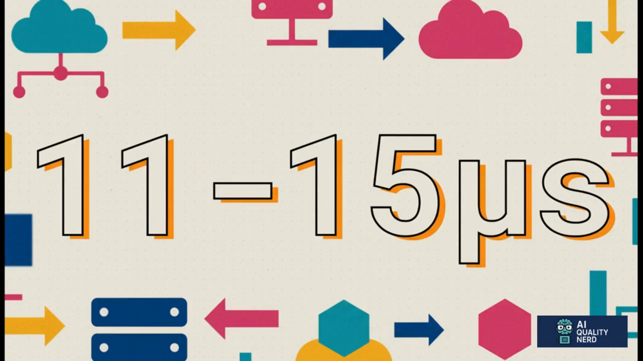Now, you might be thinking, okay, but if I add another layer, isn't that going to slow things down? It's a fair question, but with modern gateways, that's just not the case. The really high-performance ones, built in languages like Go, can add as little as 11 to 15 microseconds of overhead. That's basically nothing. You'll never notice it, even at a massive scale.